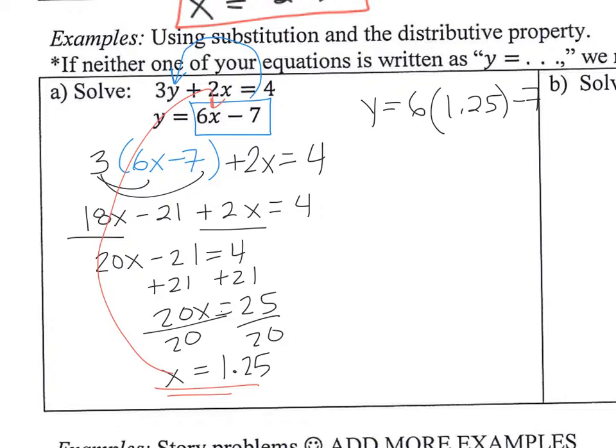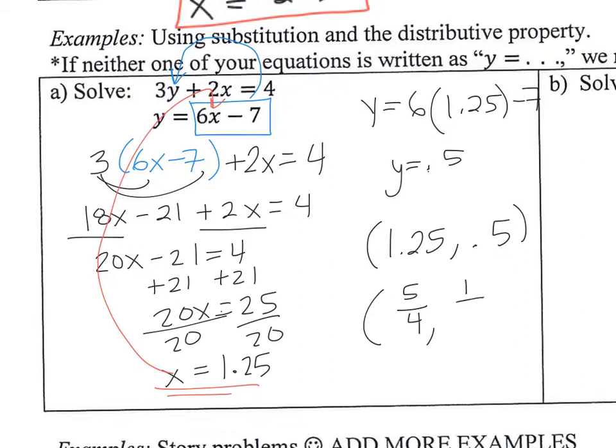So I get y equals 0.5. So I'm going to write my answer as 1.25, 0.5. Or if you want to do it in fractions, you could write it as 5/4, 1/2. In general, you should match up the numbers. So if this is a decimal, this is a decimal. If this is a fraction, this is a fraction. Don't mix fractions and decimals.